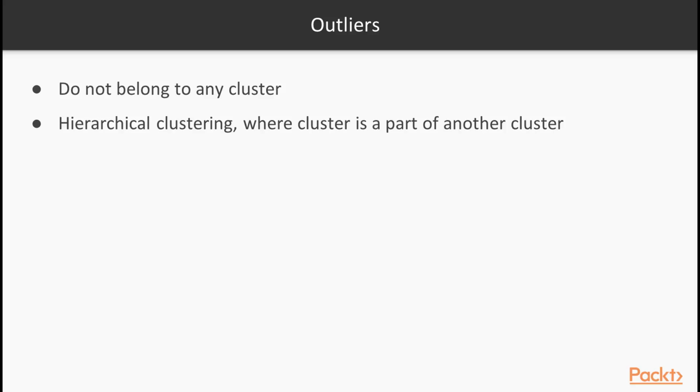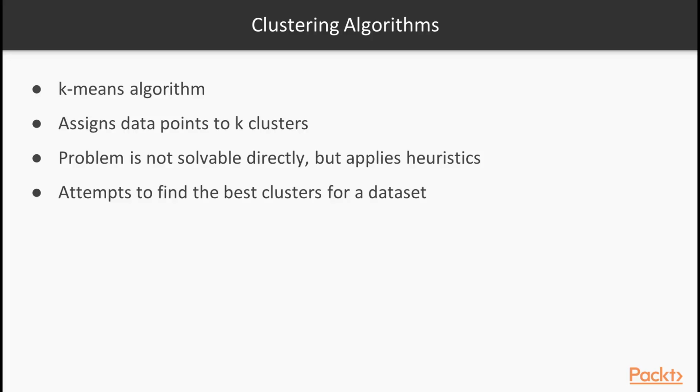A cluster can also be part of another cluster, which can also be an item in another higher level cluster. If we have a cluster hierarchy, we speak of a hierarchical clustering. There are more than 100 clustering algorithms. The most widely used of those is the k-means algorithm.